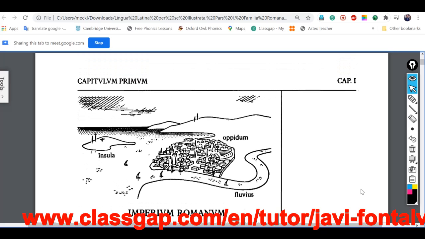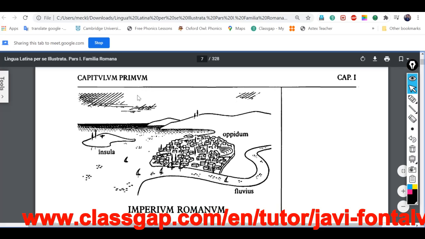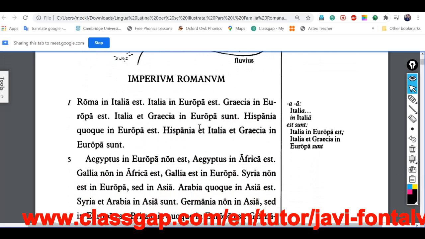Okay, so here we have capitulum primum, which is chapter one, about Imperium Romanum. Okay, can you start reading here? This text below. Roma in Italia est, Italia in Europa est, Graecia. Graecia, it's a hard C. Okay. Is it all hard C?